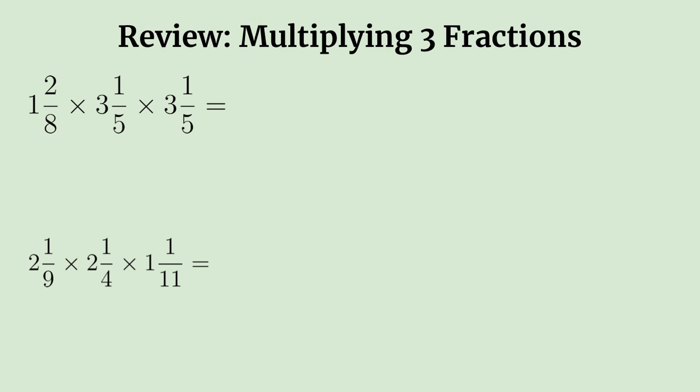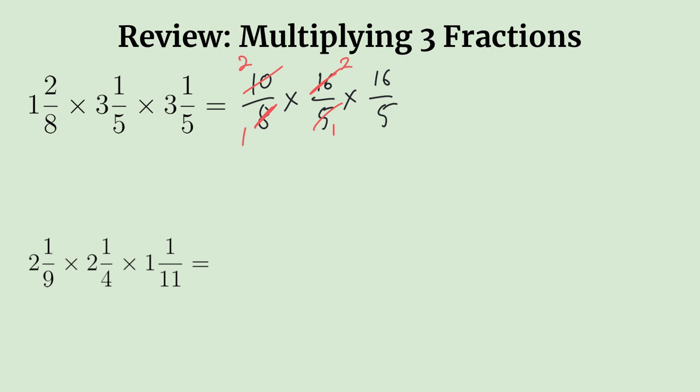For multiplying 3 fractions, easiest thing is change them to improper fractions. So that would be 10/8 times 16/5 times 16/5. And I would reduce a little bit. So like this 8 here can cancel out 2 of those. This 5 here can cancel out here, so that would be left with 2 as well.